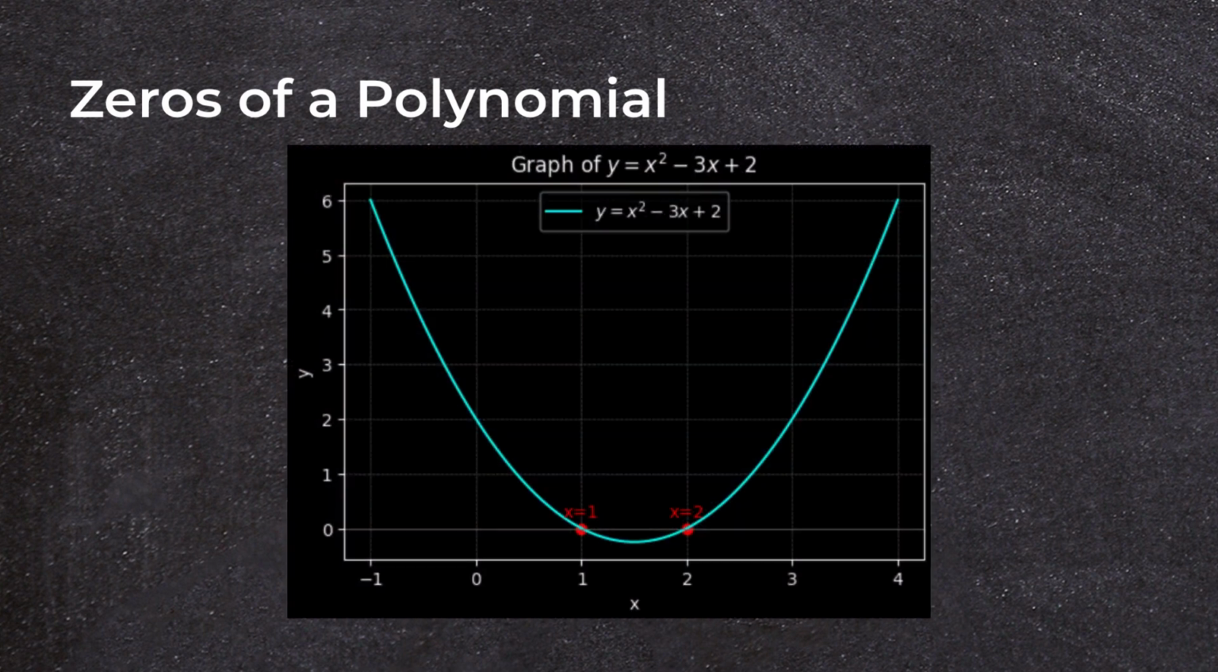Zeros are simply the x values where the polynomial becomes 0, where the graph crosses the x-axis. For example, y = x^2 - 3x + 2 has zeros at x = 1 and 2, because y equals 0 when we substitute x with either 1 or 2.